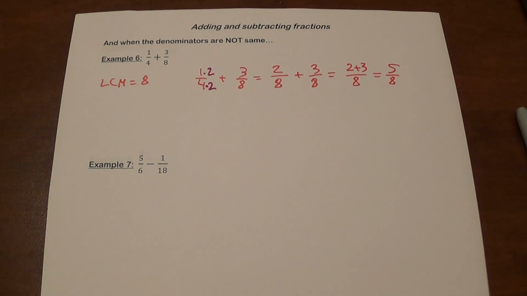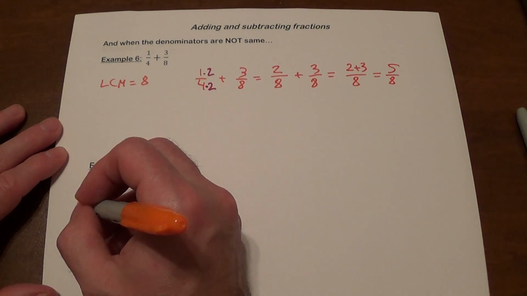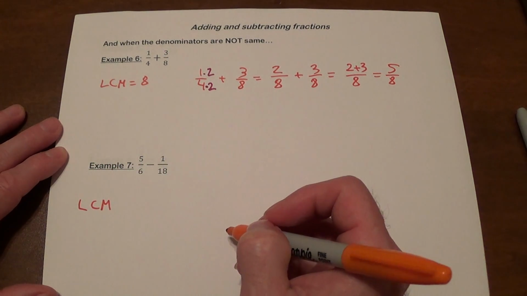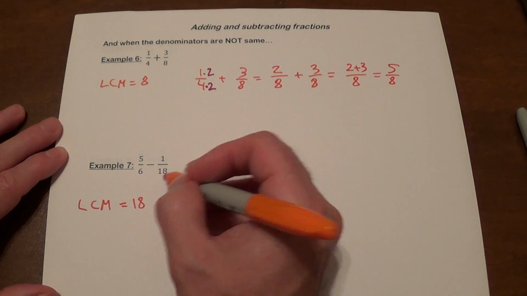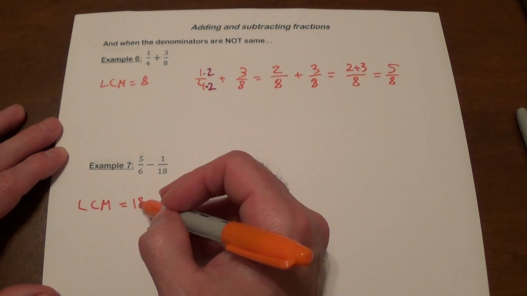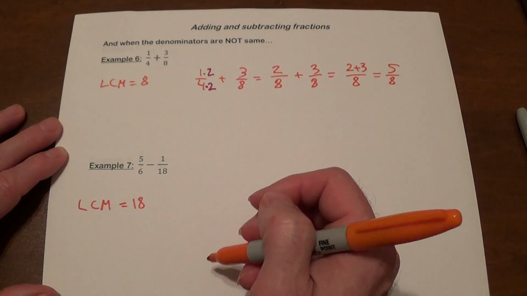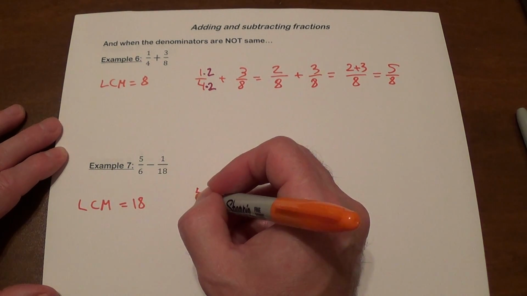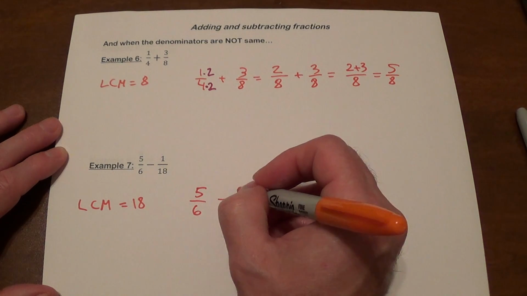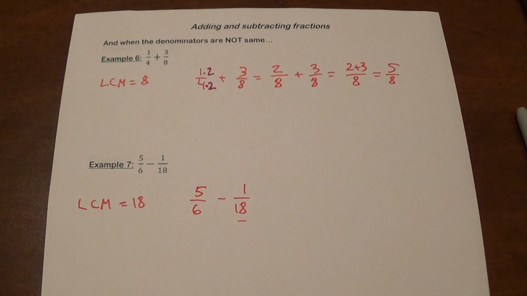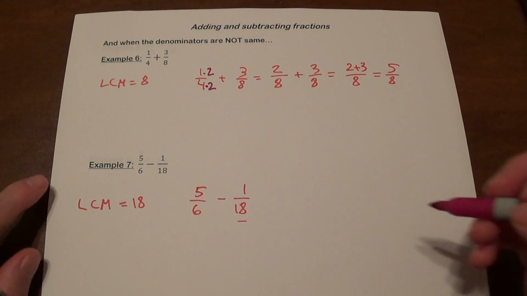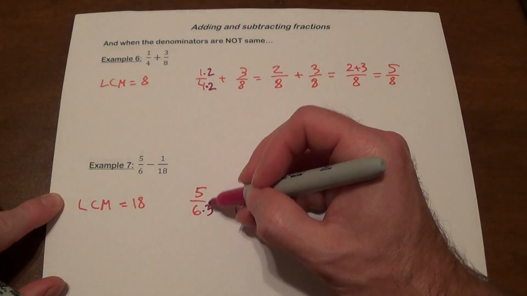Next example, we got 5/6 minus 1/18. So what is the least common multiple here between those two fractions? Well, if you think about this, 18 is divisible by 18 obviously, and 18 is also divisible by 6. So 18 will be our number. We already have 18 here. The other fraction needs 18. So multiply 6 by what to get 18? That is 3.